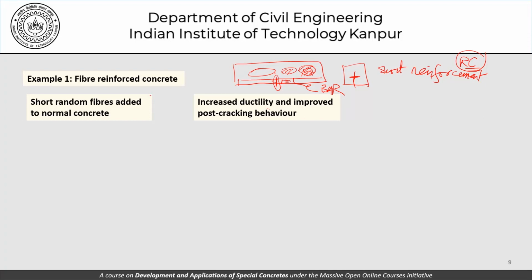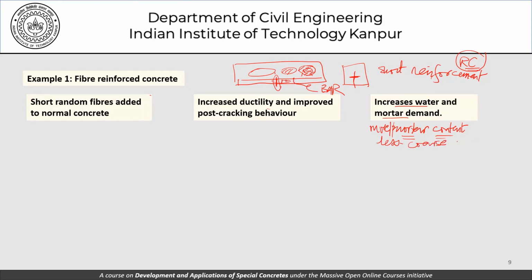But what it implies is increased water and mortar demand. This concrete, that is fiber reinforced concrete, has to have a higher mortar content. We'll talk about it more when we come to proportioning, but we can talk in terms of the mortar content of a concrete. And for fiber reinforced concrete, we need more mortar content. That means we need to have less coarse aggregate. So we cannot have the same kind of coarse aggregate content in fiber reinforced concrete as normal concrete.